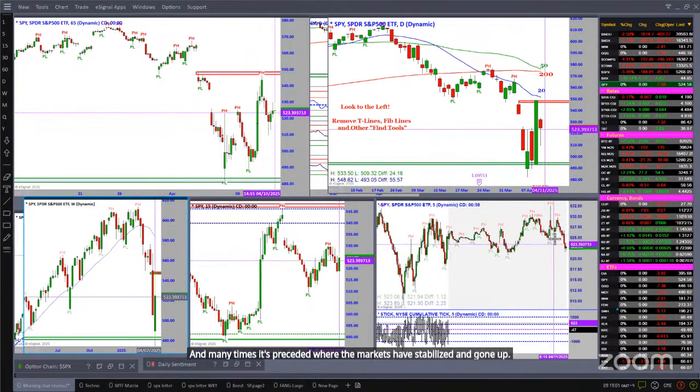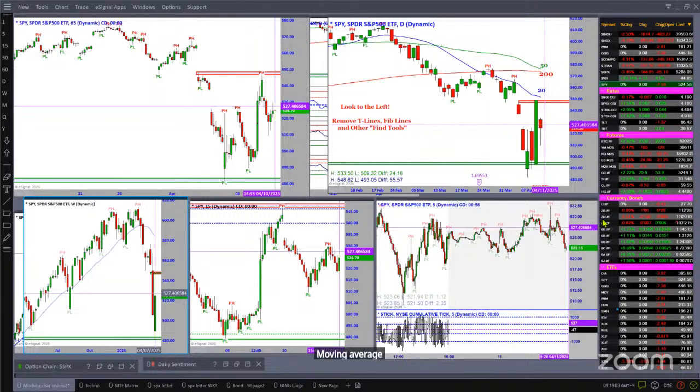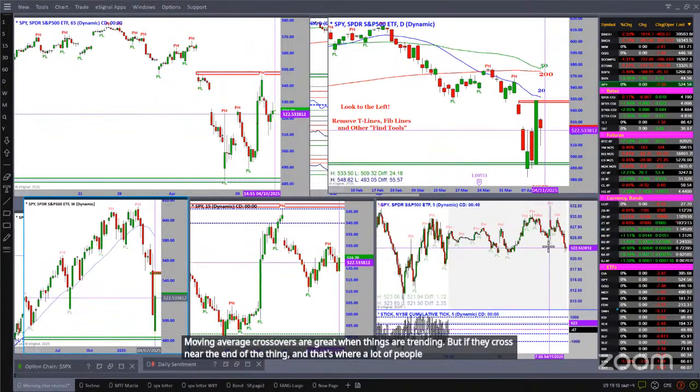So moving average crossovers are great when things are trending, but if they cross near the end of the move, that's where a lot of people get destroyed using them.